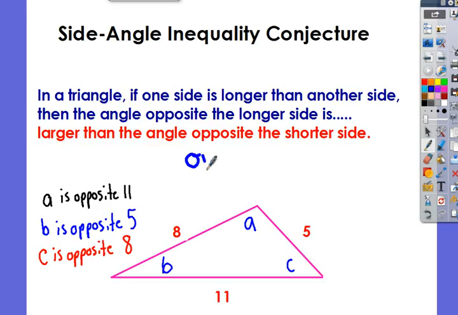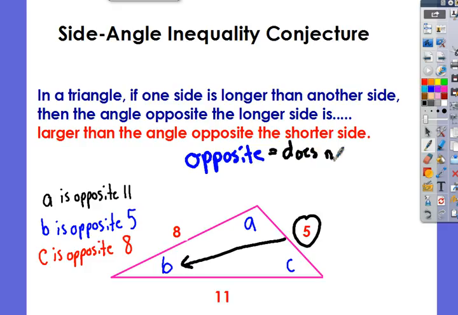The word opposite is going to be huge here. You have to understand not just what it means, but how it applies to a triangle. So if I have side 5 right here, the angle opposite that will be B. The angle that does not touch. If you need to write that down, please do. Opposite angle is the angle that does not touch the side. So side 5 is from here to there. Well, look, C touches that, A touches that, but B does not touch that.